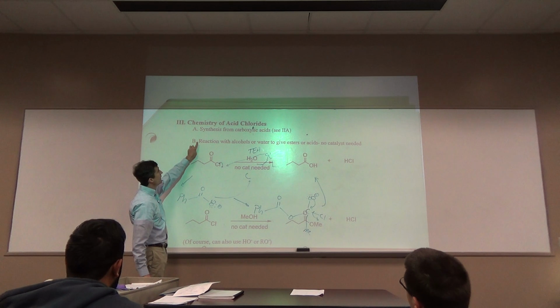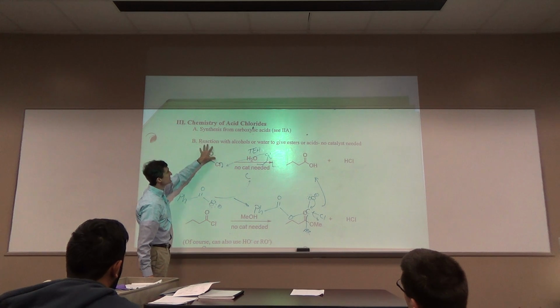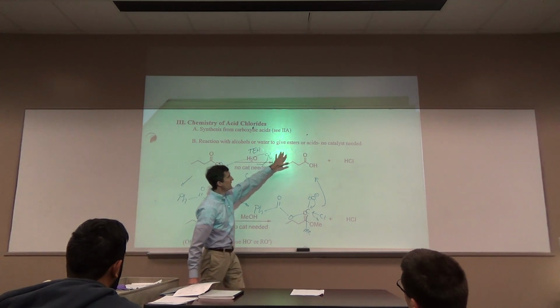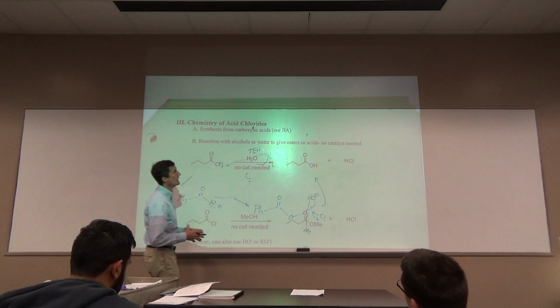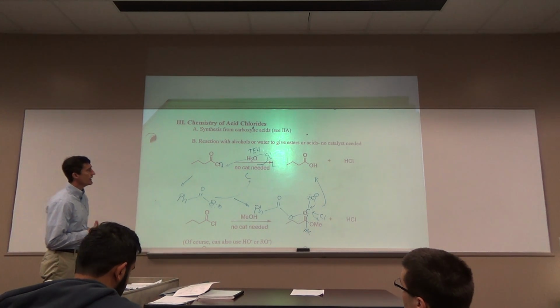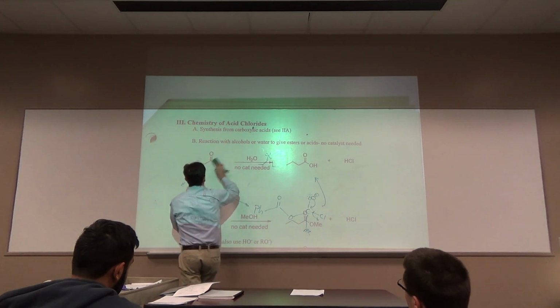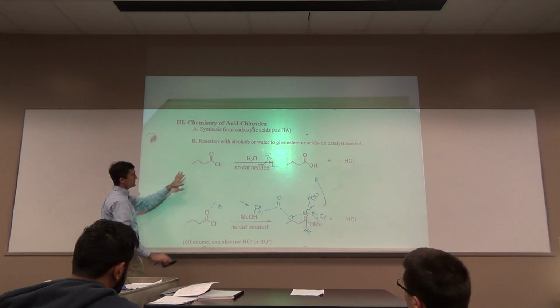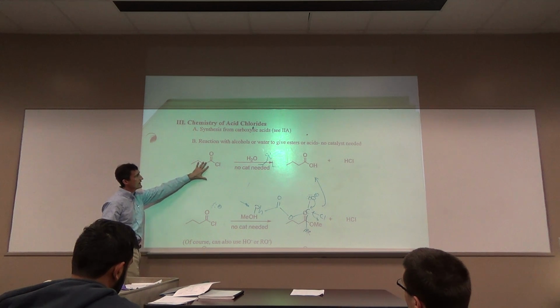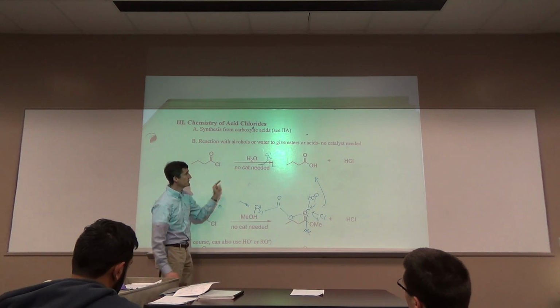B, reaction of acid chlorides. This is reactions of acid chlorides. Reaction with alcohols or water will give esters or acids. Now with acid chlorides, there's no catalyst required. Acid chlorides are very electrophilic. They will react with pure water or pure alcohols, and you do not need an acid catalyst.